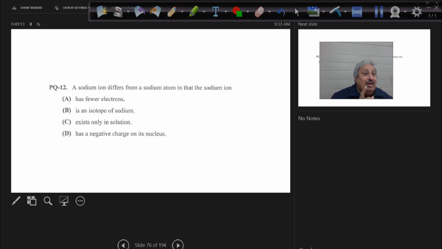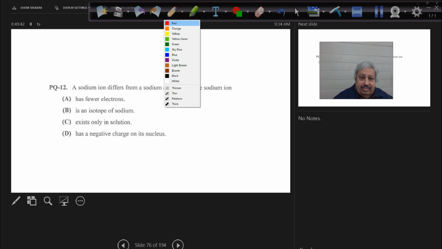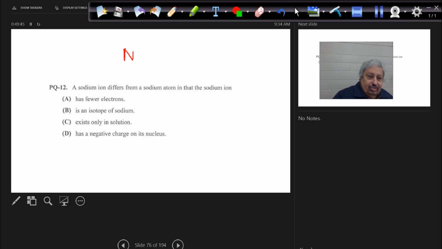Isotope will have different what? Neutrons. But it said sodium ion is the isotope of sodium. Well, if you say isotope, it has nothing to do with the ion. Sodium ion is different. No, that's not true, because look, sodium neutral is this, correct? That's sodium neutral. This is sodium positive 1, correct? And this is sodium isotope.